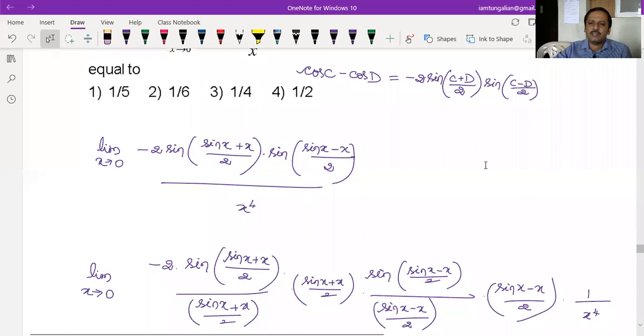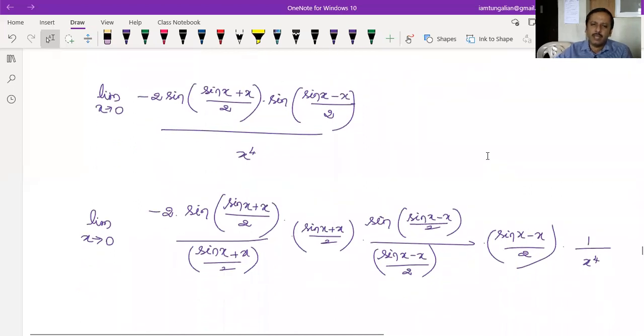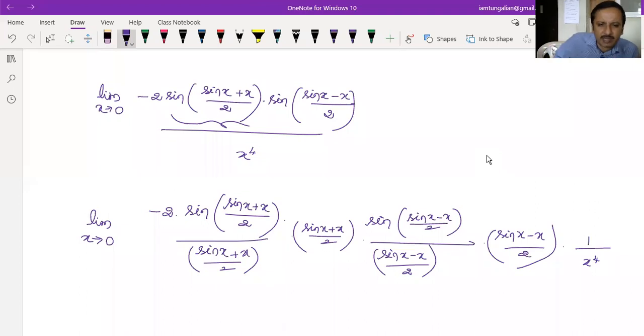Okay, just see whether you can understand what I have written. Here we had sin of (sin x plus x)/2. So something like sin theta. What did I do? I had to divide by theta, right? Here we have sin of (sin x plus x)/2, so I have divided by (sin x plus x)/2. Then to compensate it, I have multiplied by (sin x plus x)/2.